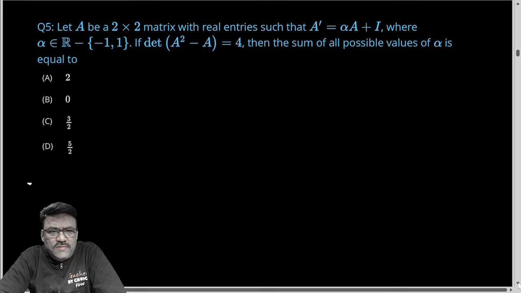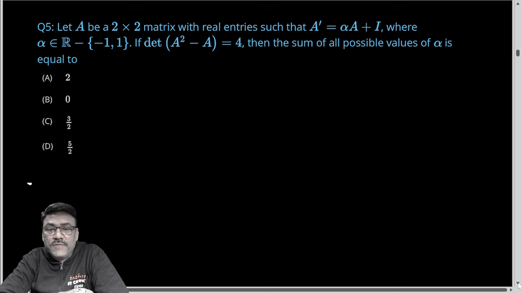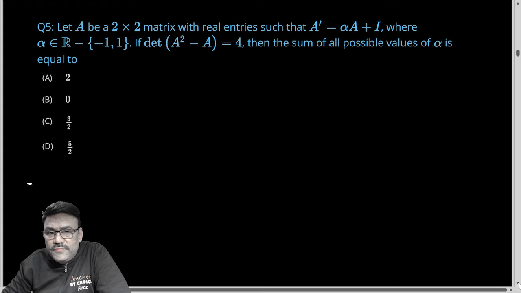Let's see this question now. This is from matrices. A is a 2 by 2 matrix and it is satisfying this equation: A transpose is alpha A plus I. Alpha is any real number except minus 1 and 1. Then they have given that the determinant of A square minus A is 4. Then what will be the sum of all possible values of A here? So we have to find the sum of all possible values of alpha, not A.